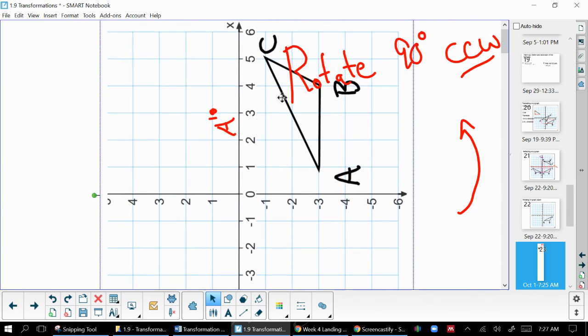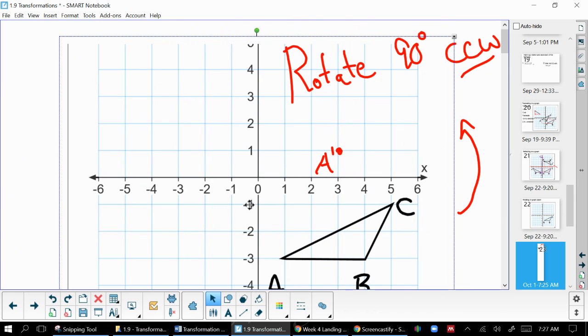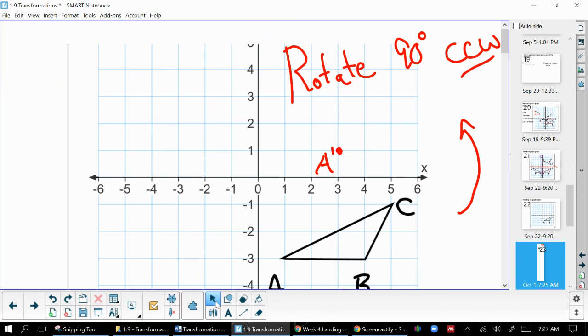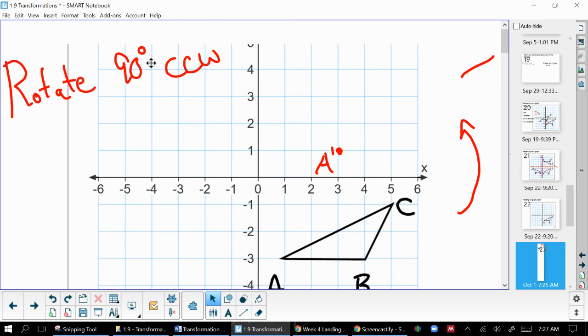If I turn it over this way, B is found by going 3 units to the right and 4 units up. So I turn my page back around and I go 3 units to the right and 4 units up. And that's where B prime is going to be. And I did not put this in a good spot, did I? So that's where B prime is going to be, 3 units to the right and 4 units up. And then we'll go ahead and group that again. So I can flip everything together.